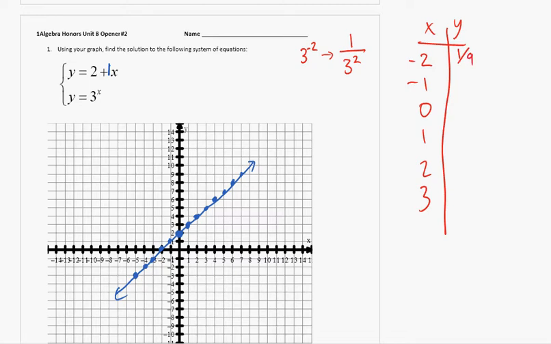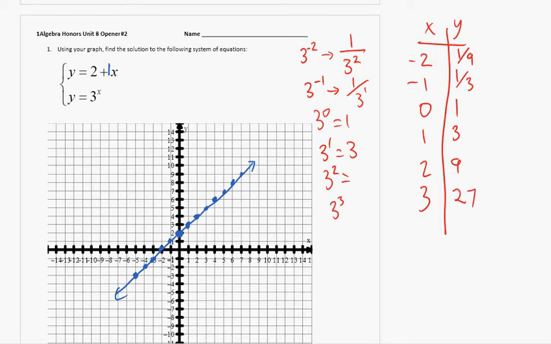Alright, when I substitute -1 into the equation, I get 3 to the -1, which can be written as 1 over 3 to the +1, or 1/3. When I substitute 0, 3 to the 0 power, of course, is 1. When I substitute 1, 3 to the first is 3. When I substitute 2, 3 squared is 9. And when I substitute 3, 3 cubed is 27.